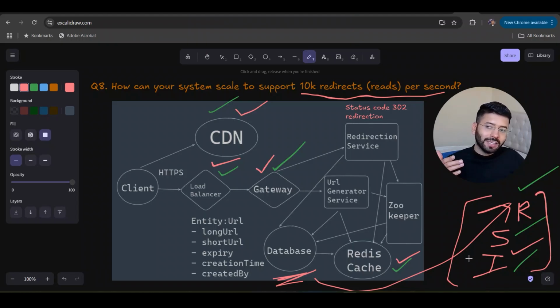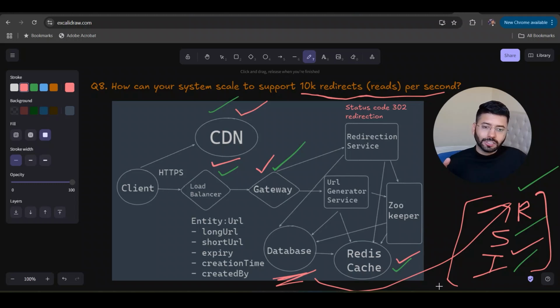Similarly, when I say indexing, that is fine, but which field would I choose for indexing? It can be the short URL, which would be really helpful. So I should cover all such things. These are generic terms that I used, but how are they helping and how are they specific to this system?